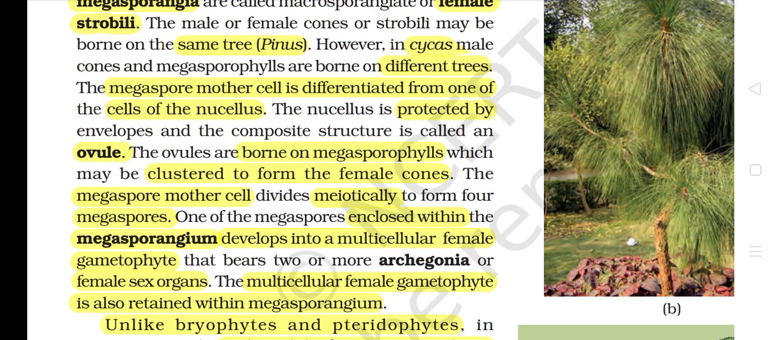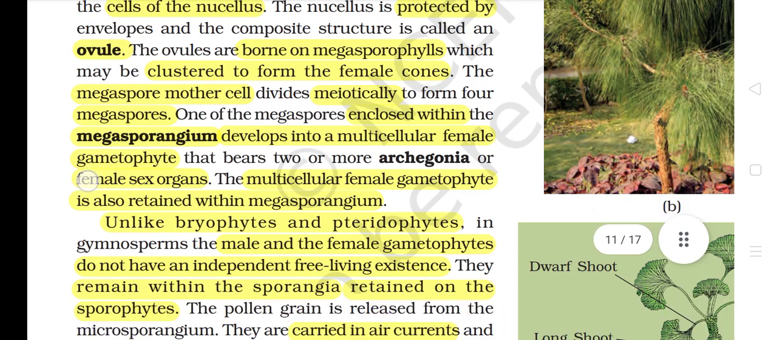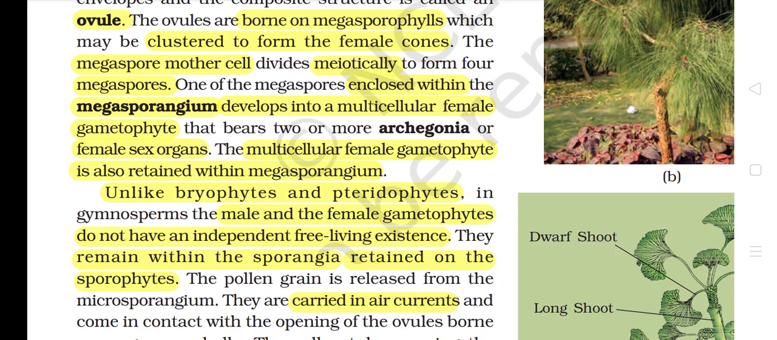The megaspore mother cell divides meiotically to form four megaspores. One of the megaspores enclosed within the megasporangium develops into a multicellular female gametophyte that bears two or more archegonia or female sex organs. The multicellular female gametophyte is also retained within the megasporangium. Unlike bryophytes and pteridophytes, in gymnosperms the male and the female gametophytes do not have an independent free-living existence. They remain within the sporangia retained on the sporophytes.